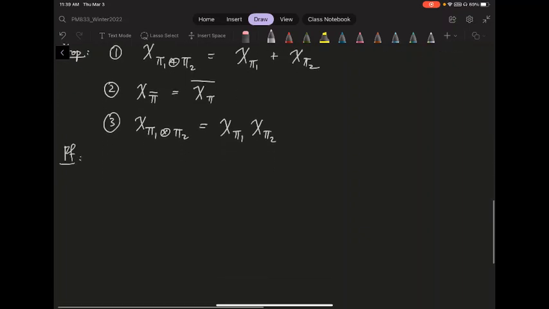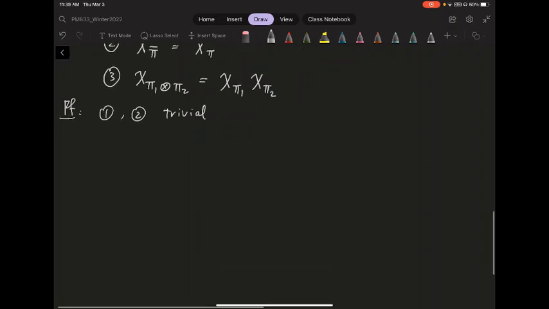To prove this proposition, 1 and 2 are kind of trivial. You just write out what their matrices are and look at their diagonals. The third one is essentially about the trace of the tensor product of two matrices. Let me remind you of some basic facts about tensors. Say you have a matrix A with ij-th entry A_ij, and B with entries B_kl. They may not have the same dimension really. Let's say this is an n by n matrix.